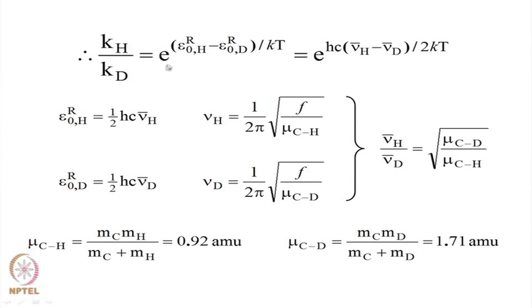So kH by kD is equal to this, and E0R H is this, E0R D is this. So nu H is this one, root of F by mu CH, and F by mu CD. Since mu CD is more than this one, therefore you see, it is calculated over here that mu CH is 0.92 amu and mu CD is 1.71 amu. Almost twice: 0.92 would be 1.84 if you double it, and it is 1.71. So mu CD is almost double that of mu CH.